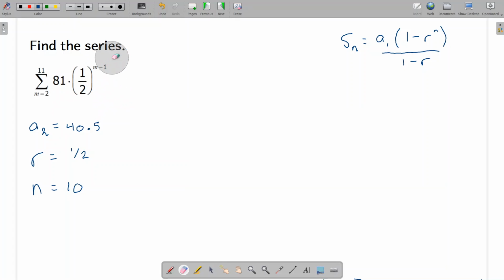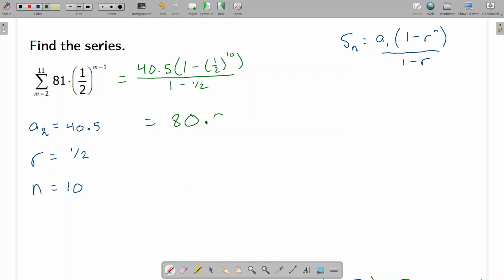So I'm using my formula that I have off in the right corner here. So 40.5 times 1 minus 1/2 to the 10th power, all divided by 1 minus 1/2. If we go through this calculation here, we're going to find that this sum is about 80.9. So that means if we took these 10 terms, the second through the 11th, and we added them all up together, it would sum up to be 80.9.